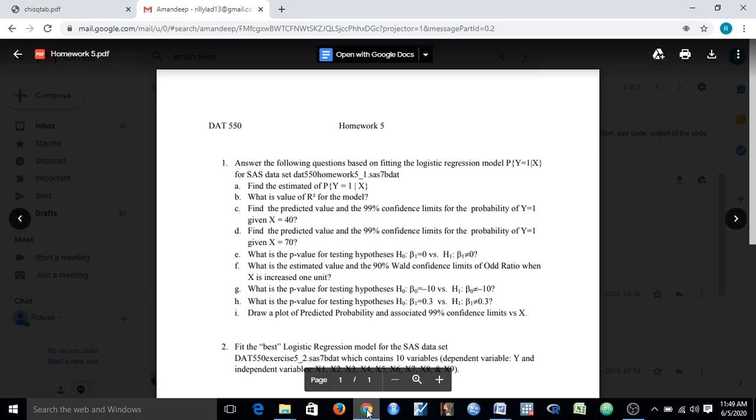So in this assignment, we are to use a SAS data set to estimate a data. Then we are going to calculate the probability of positive outcome, and then we are going to find the predicted value and the confidence limit. I'm going to show you how to test for hypothesis by hand, and I'm going to show you how to estimate the 90% Wald confidence limit of the odds ratio when x is increased by 1. So I have 9 questions that I will follow here.